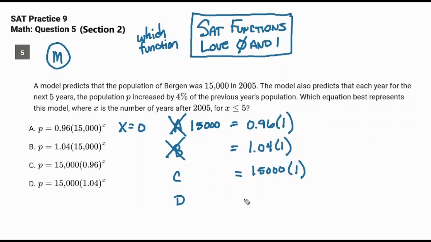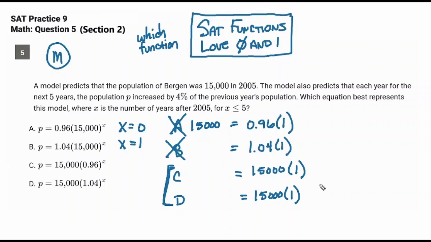No, you should try D. D says 15,000 times 1.04 to the 0 power. Anything to the 0 power is still 1, so it's 1. 15,000 equals 15,000. So C and D both work when we plug in 0. We should expect that for 2 reasons. One is a lot of times 2 answer choices work when you plug in on functions, and 0 is weird, and 1's weird. So it's natural to expect that more than one answer will work. Let's try 1. So I don't need to do A and B.